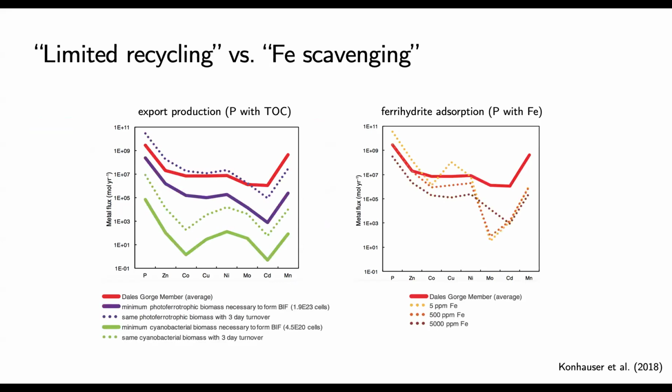And what we see actually, so in this work from Kurt Konhauser's group, is that in both models, you can match the desired amount of phosphorus. You can get that supply to match the depositional rates, we think. But you don't match the rest of the trace element profile if you have the ferrihydrite source, whereas you do much better if you have the organic matter source.